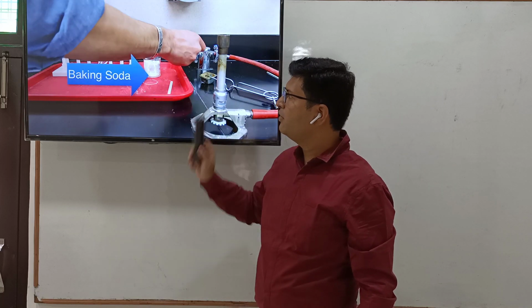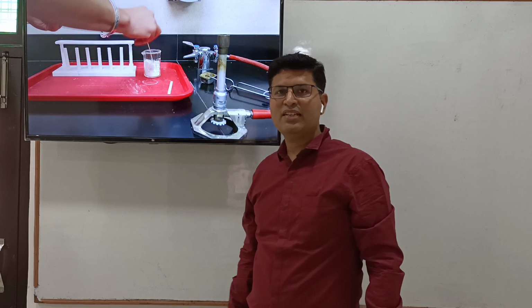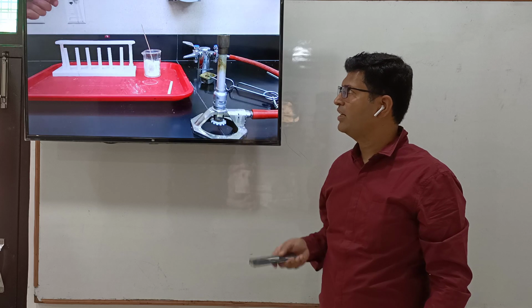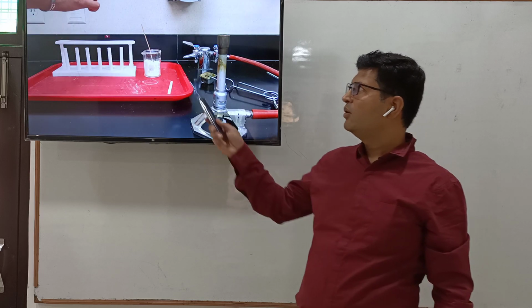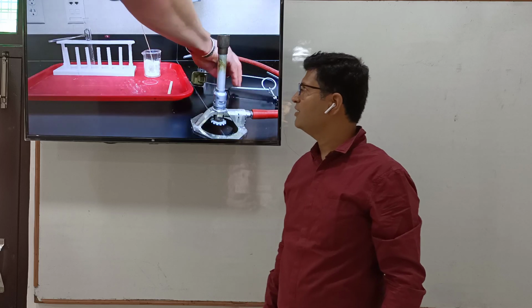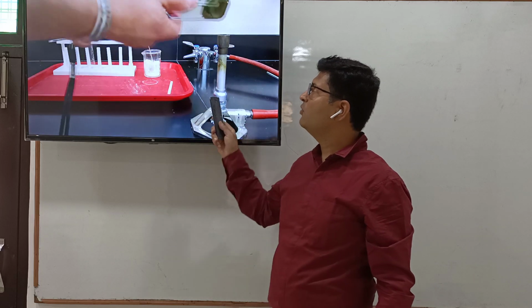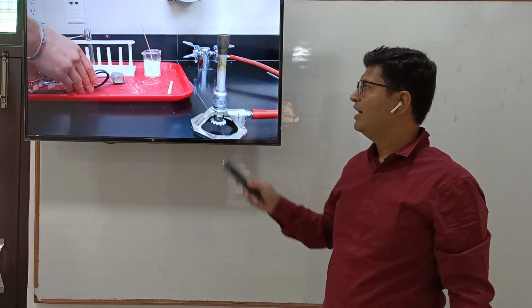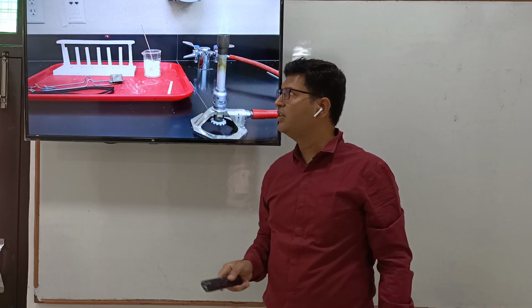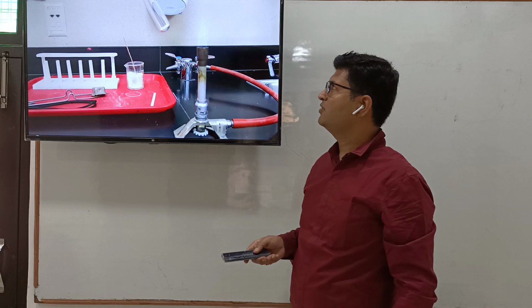In this activity we will take baking soda. Baking soda contains water of crystallization. We will prove it with the activity. How can we show it? We will take the baking soda in a test tube. As we take baking soda in the test tube, we will start the burner. As we ignite the burner, we take the test tube with the help of a test tube holder. Now we start heating the test tube.